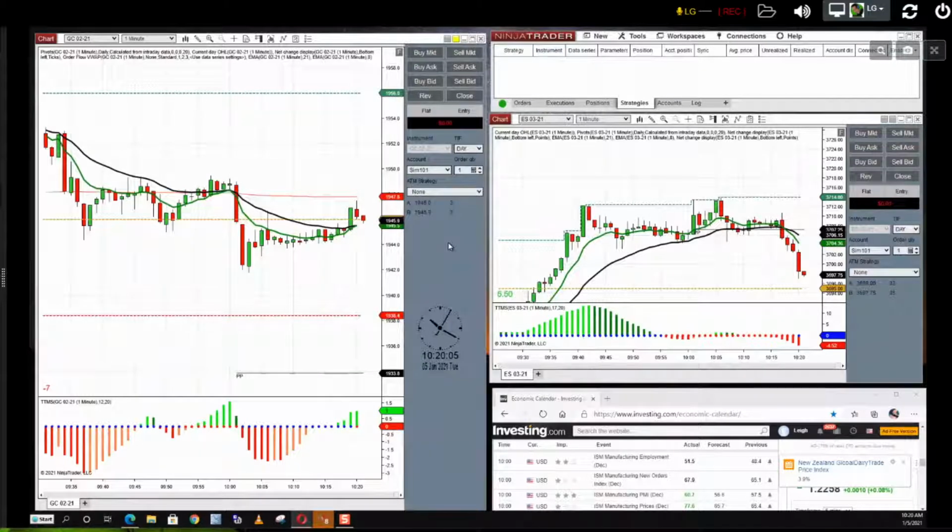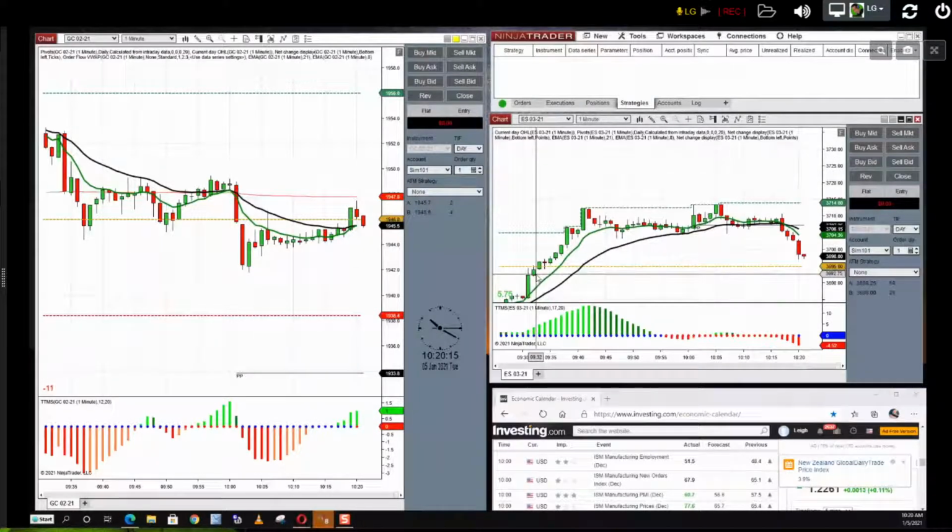Okay. So he's good. So what did I do wrong on this trade? Did I do anything wrong? No, but I could have made a decision not to move my stop.